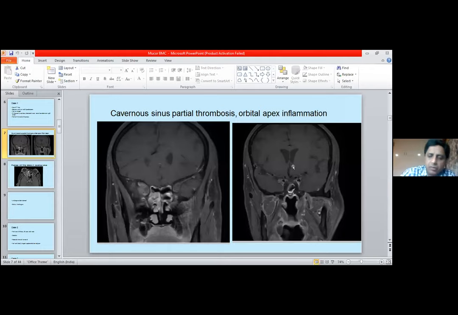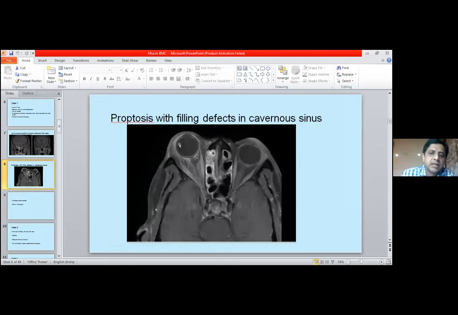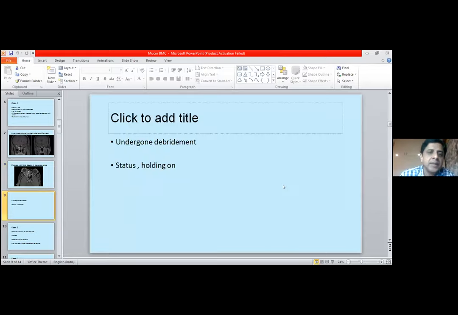Needless to say, in this patient the ethmoid sinuses and maxillary sinus were all involved with mucormycosis. This is another axial section where the proptosis is very clearly seen. There is a filling defect in the right cavernous sinus, which causes the proptosis. Then this patient underwent extensive ENT debridement, and now he's still status quo. He's holding on. He's conscious with paralysis of the cranial nerves.